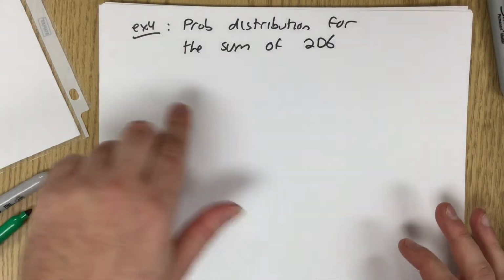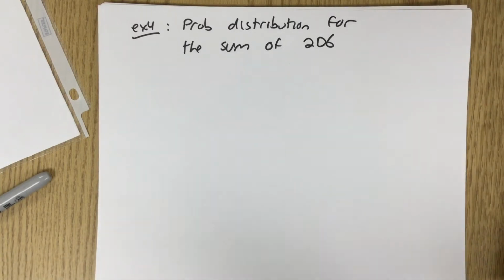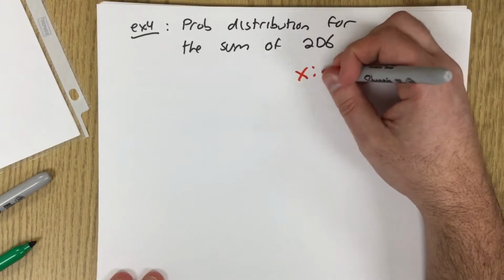Example 4. What is the probability distribution for the sum of 2d6? So rolling a 6-sided die twice. We're going to roll 2 dice and add them up, something people should be pretty familiar with. So we're going to say x is the sum.